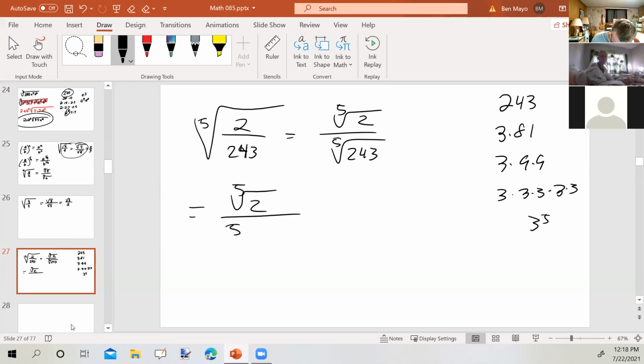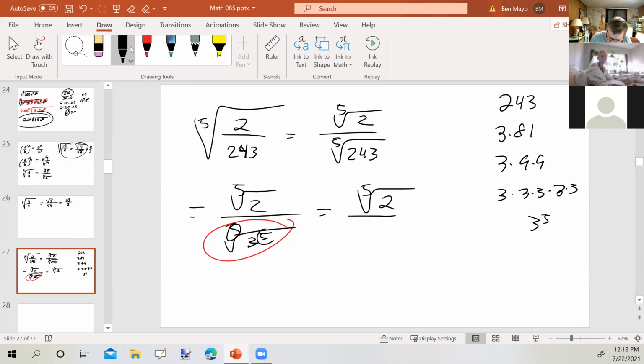So I've got that. So 243 is 3 to the 5th power. Well, what's the 5th root of 3 to the 5th power? The index and the base reduce each other out, and you've just got a 3 in the denominator. So it's the 5th root of 2 divided by 3.